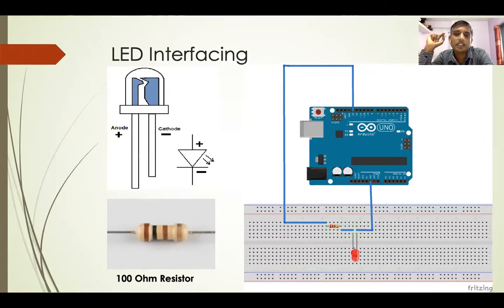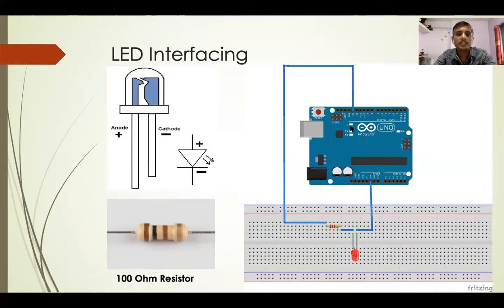If pin number 13 is made 0, the anode terminal is connected to ground and the cathode is also connected to ground, so the LED is off. When we want to turn it on, the anode terminal is connected to VCC, pin number 13 is VCC. You are making pin number 13 a 1, so the LED is on.